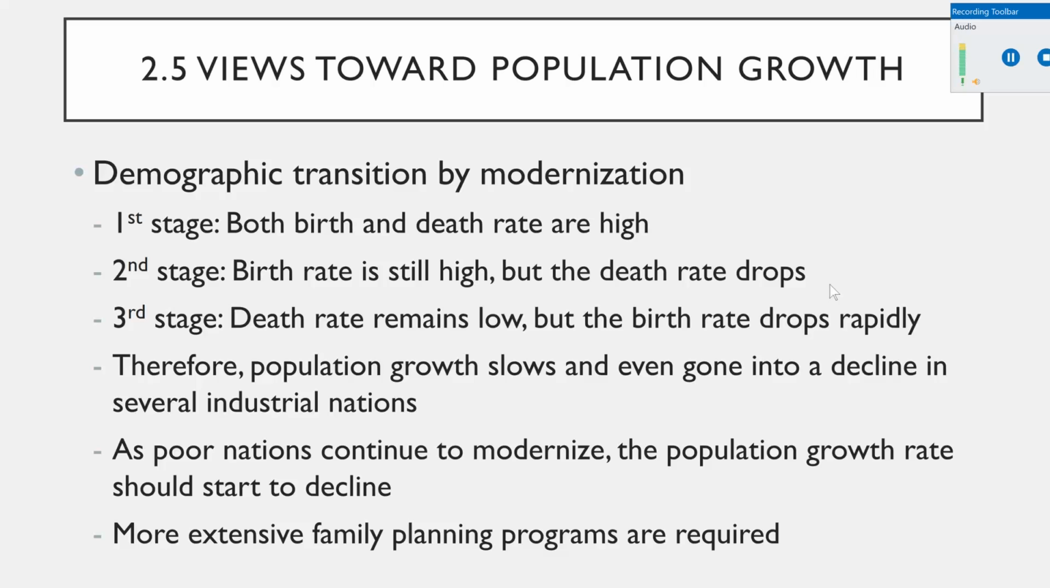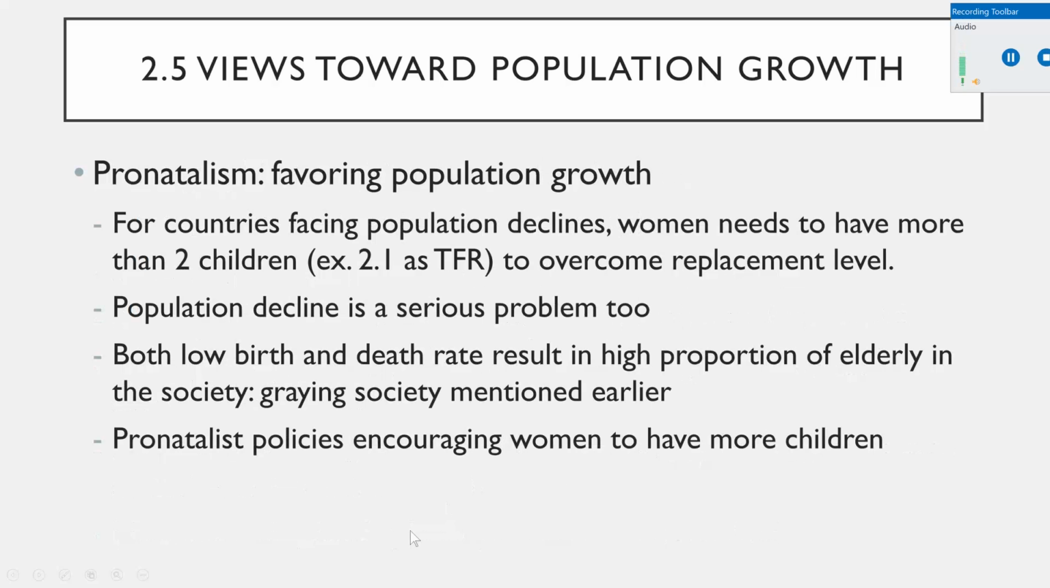So because population growth slows down with the development level, we expect a lower growth rate than we expected in the consensus about the scarcity of food or resources. So we expect that as poor nations continue to modernize, the population growth rate will decline a lot. There is also another reason favoring population growth.